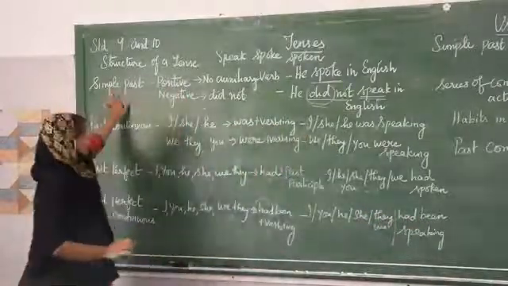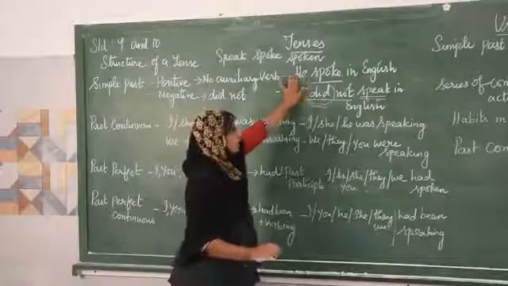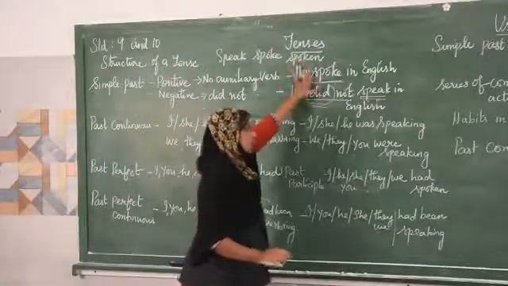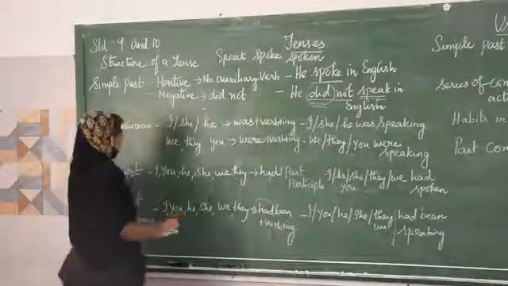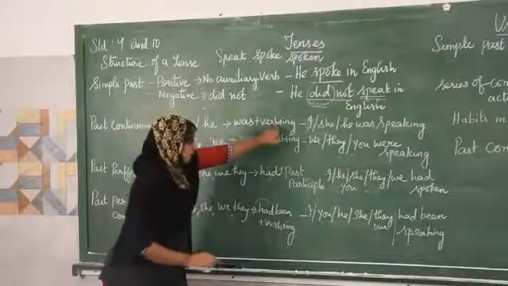So for simple past, for a positive sentence, no need of any auxiliary verb, you have to use only the main verb. Then for past continuous tense, first person and third person, was plus verb plus ing.